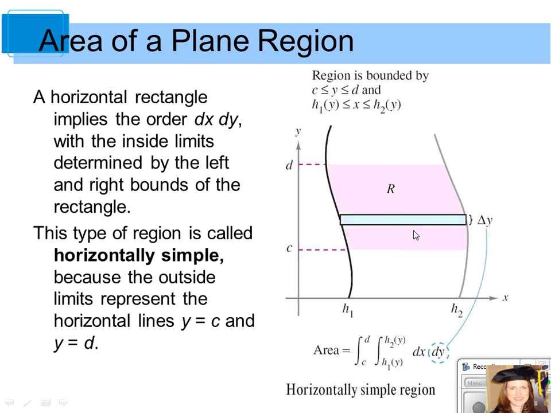Now, when you have a region that is horizontally simple, the order of the differentials is dx and dy. So the inside are your bounds for x, and your outside are your bounds for y. And your x goes from the left, x equals h sub 1, to the right, x on the rectangle is h sub 2. The bottom, if you slide that rectangle all the way to the bottom, is y equals c. If you slide it all the way to the top, is y equals d. So that's how you're going to get your bounds of integration.